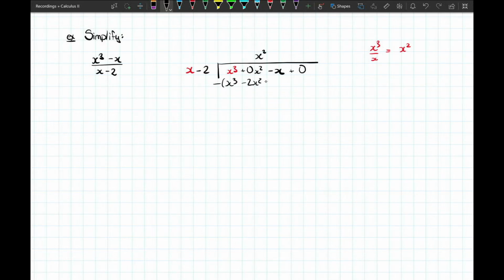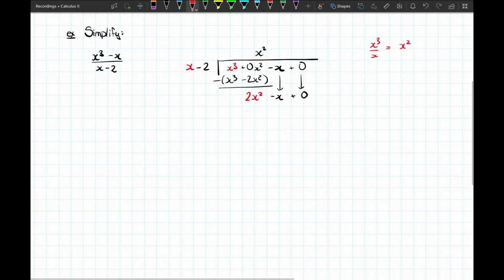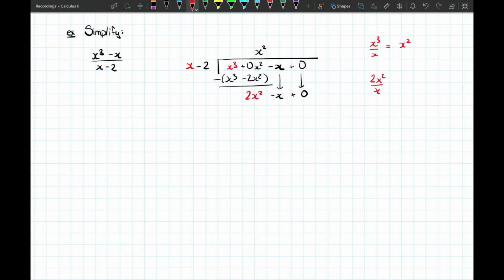And we will subtract to see what the remainder is. X cubed minus x cubed ends up 0, and 0 minus negative 2x squared becomes 2x squared. We can pull down the remaining terms, minus x plus 0. And we will look again at this leading term, 2x squared, and see how many times x goes into 2x squared. We will look at 2x squared divided by x. Well, that gives us 2x, and that will be the next term of our quotient.